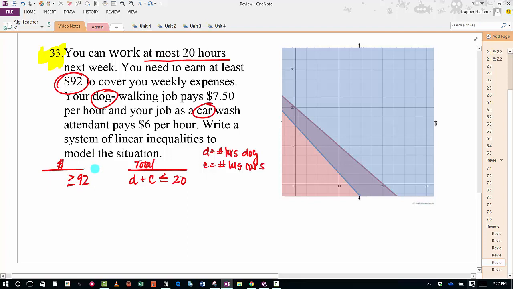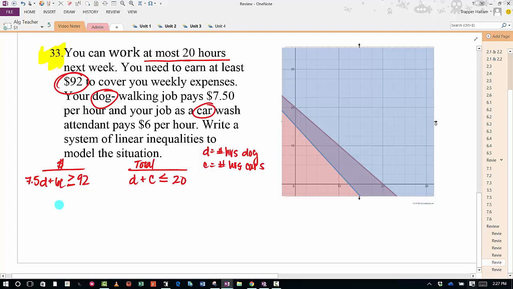And then what we're going to use is what we get per hour for each job. So our dog walking is $7.50, or 7.5, for dog walking, plus whatever we make at the car wash, which is $6 per hour that we work at the car wash. So there are our two inequalities that we've written for this. Again, we've got a boundary on this one that says we can't work any more than 20 hours, so we shade below the line of D plus C. And then this one says that we have to make at least $92.